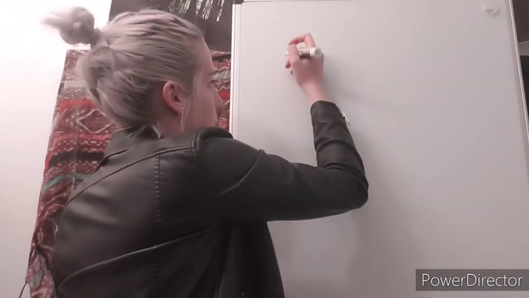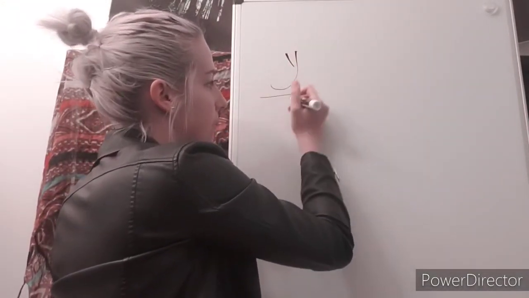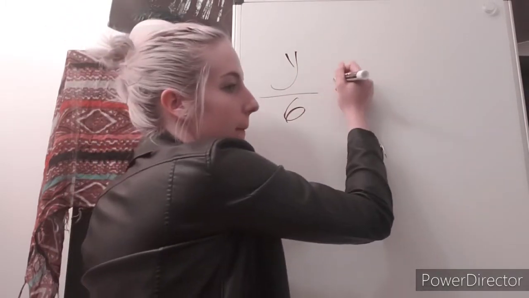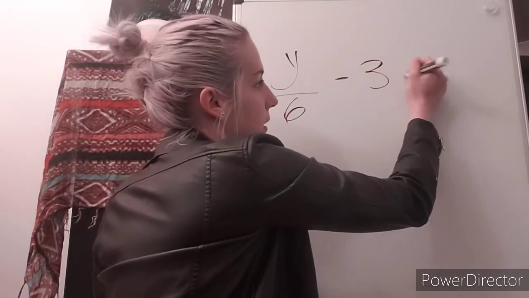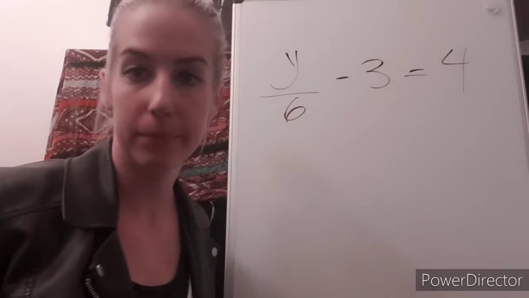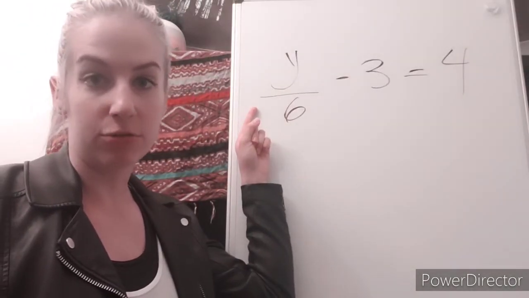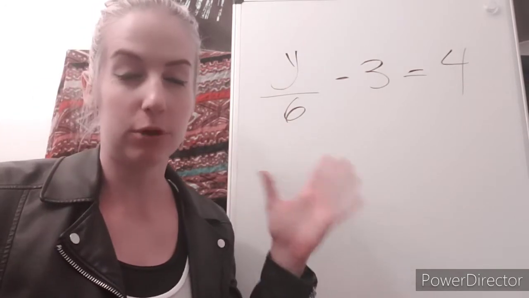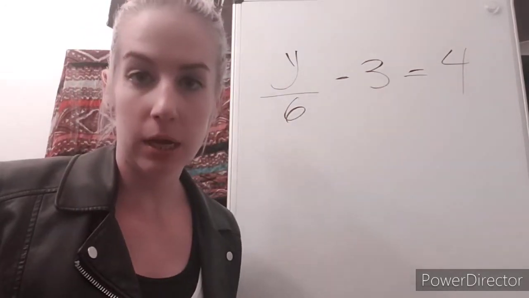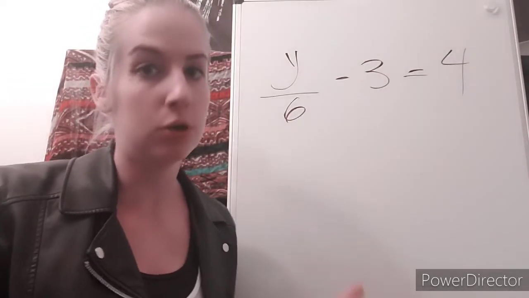Okay, so here's my next one. I have y divided by 6 minus 3 is equal to 4, okay? So sometimes students will see this and all of a sudden they're like, what the heck, Miss Forsey, I can't do fractions. Just hang in here with me. This is actually really easy. You just need to know what to do.